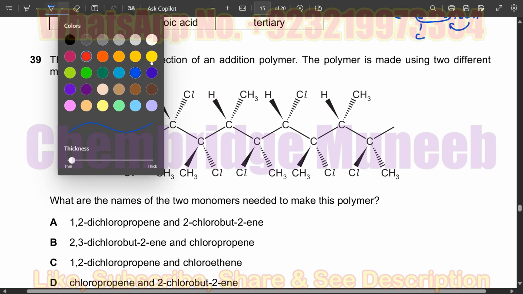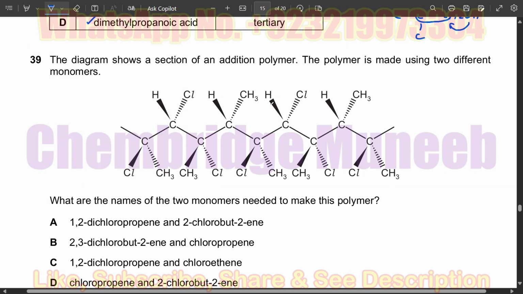So basically in this question we are supposed to find out two sections of monomers, or we can say that two different monomers must be identified in this whole polymer molecule. So how can we check which two monomers are present here? We must check the structure here. What I can see here in the structure is that we have some repetition.